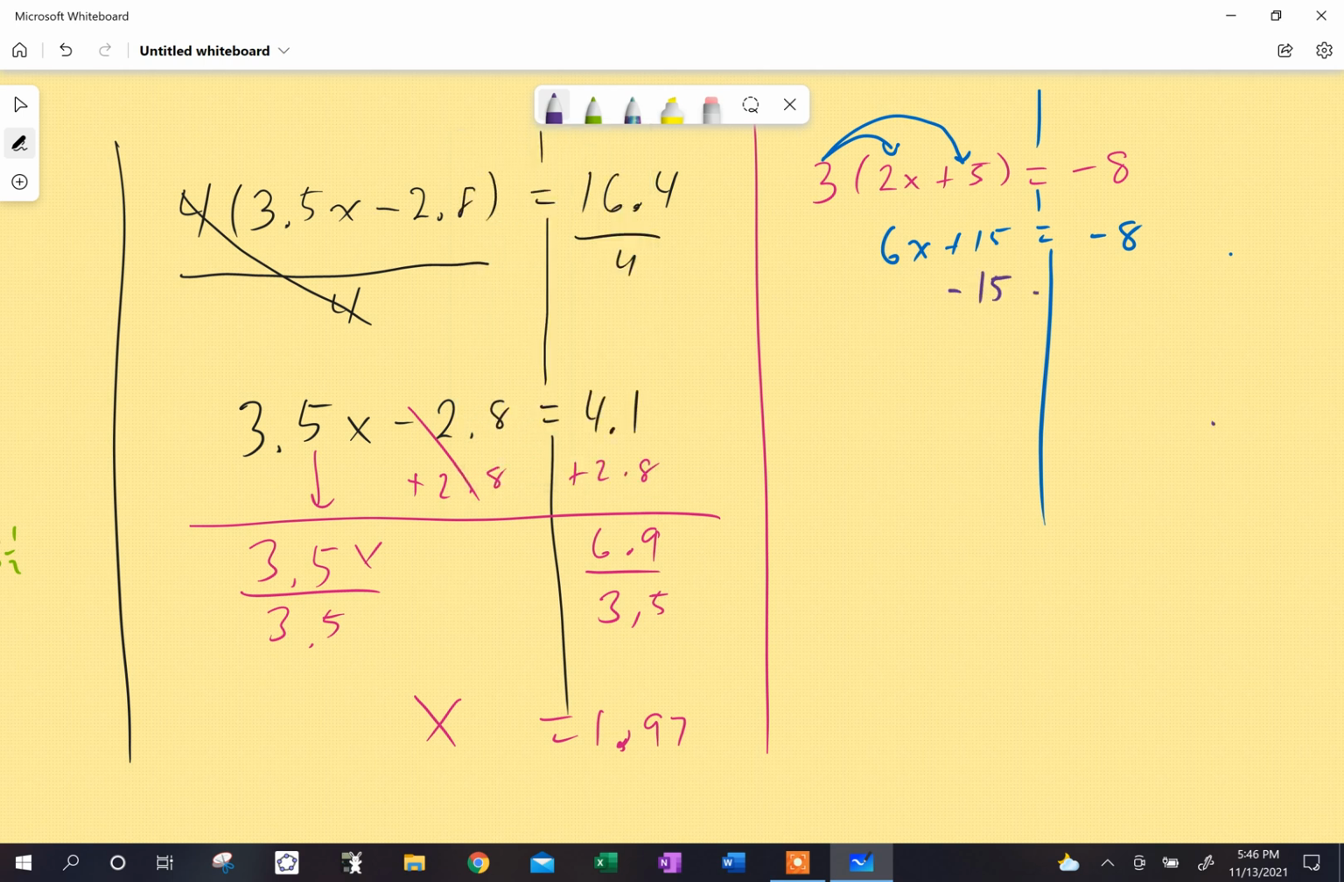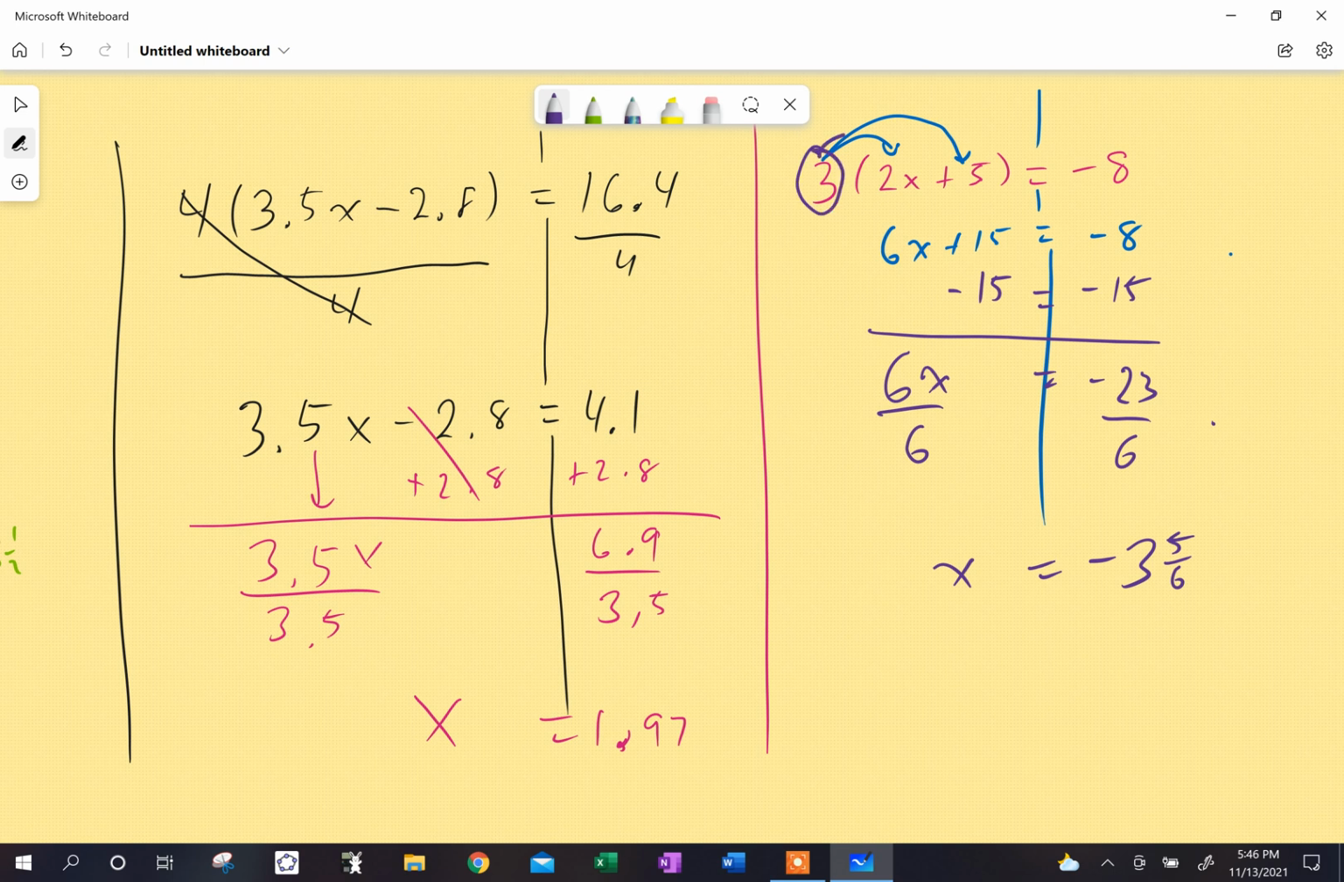Minus 15, minus 15. I get 6x is equal to negative 23. I'm going to divide by 6, and you get x equals negative 3 and 5/6. But once again, because the number 3, which is the number I'm going to multiply my terms by, doesn't go evenly into negative 8, I would distribute first.